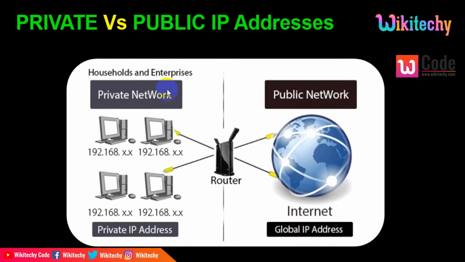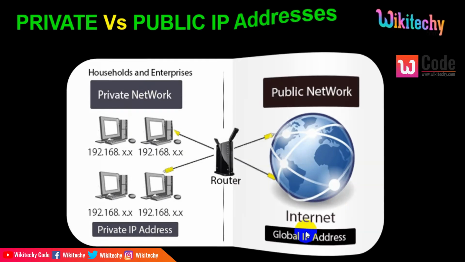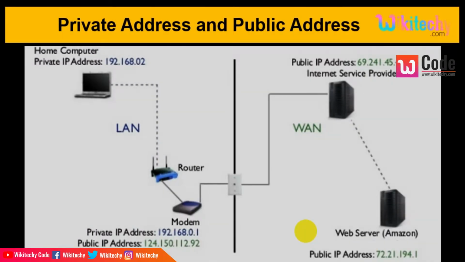So this is how the private and public are. I've got a private network with a lot of IP addresses. Via the router, it's connected to the internet world, and this is your public network. So the network is classified as a private network and a public network. The IP address here is called a private IP address, and this one is called a global IP address. This is the final one to indicate how private and public work.